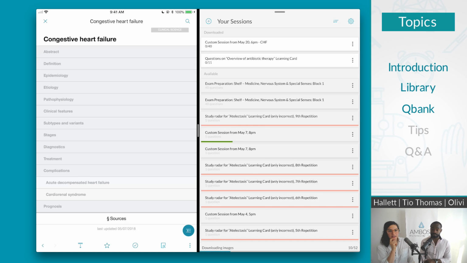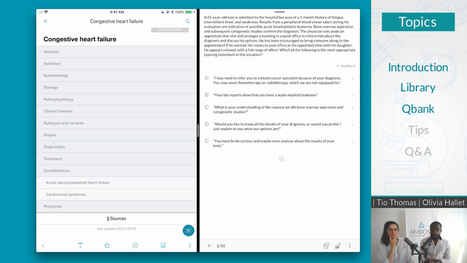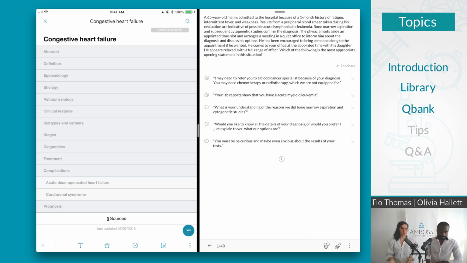And this will, if we click again at the top. So the first time it just downloads it onto your iPad so you can use it if you were offline, for example. Exactly. And now we have our first question in our block of 40.